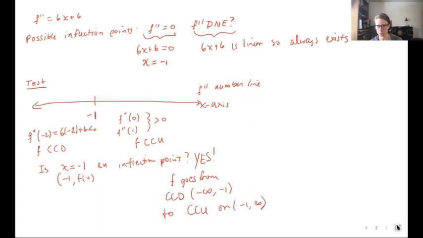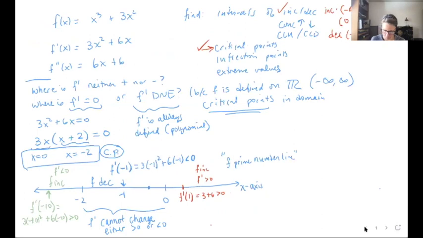So W means wait, R means I'm moving back. Okay, so we did intervals of concavity and we did inflection points, so the only thing left is extreme values.